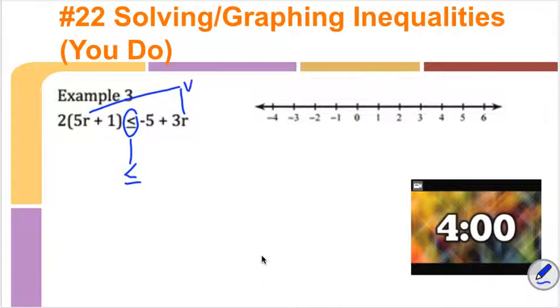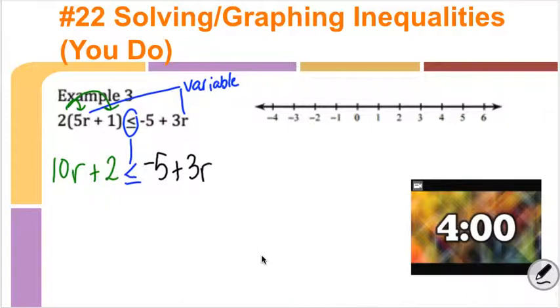And my variables are r. I look on my left side, I notice that I can simplify this. I can use the distributive property. So I'm going to go ahead and multiply 2 by 5r, that's 10r. And then 2 multiplied by 1, that's a positive 2. This side stays the same, negative 5 plus 3r.